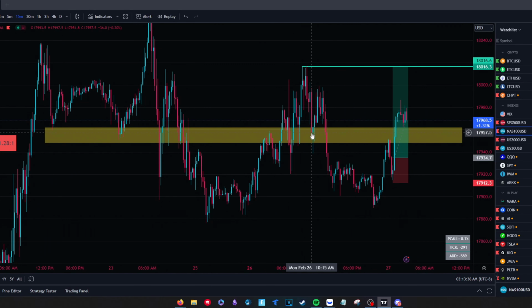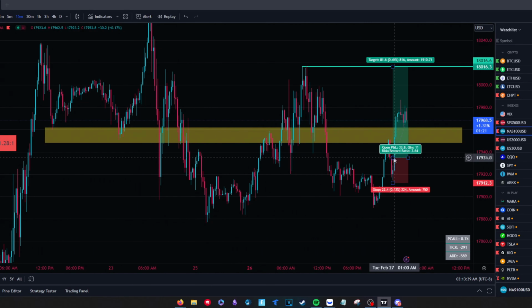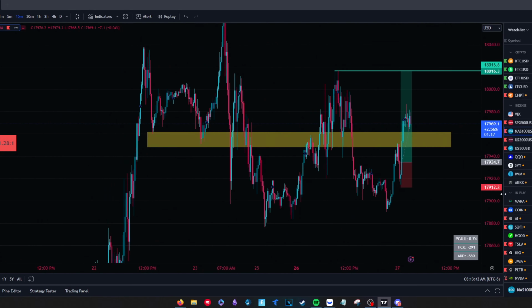Buyers were stepping in this zone. Buyers stepped in this zone, right? So that's all a supply and demand zone is. And how do you draw them? Well, that's the thing.